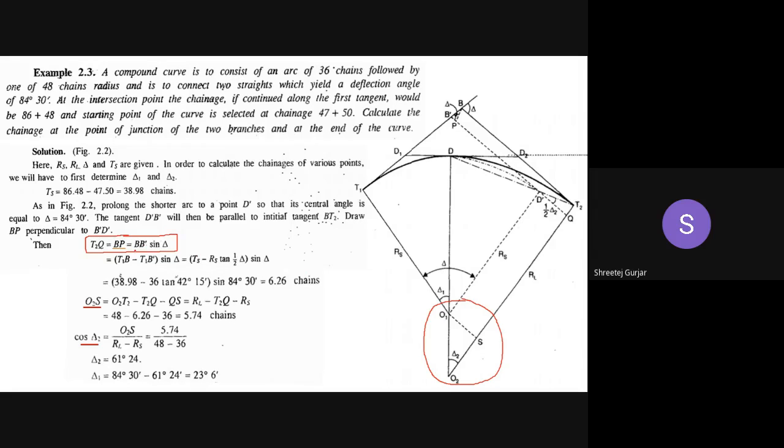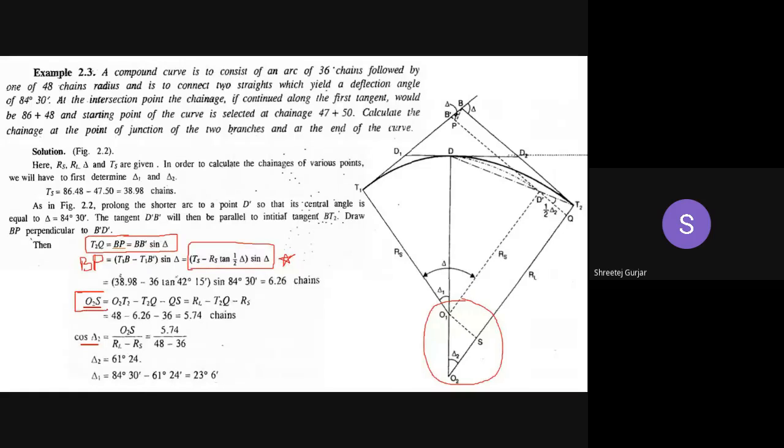So BP, we know the formula, B dash sine delta. You can write down directly, no need to write this particular derivation. Here you can see this is the direct formula, TS minus RS tan delta by 2 sine delta. You can directly substitute. We have with us delta, the length RS, and the length TS, so you can substitute and calculate BP.